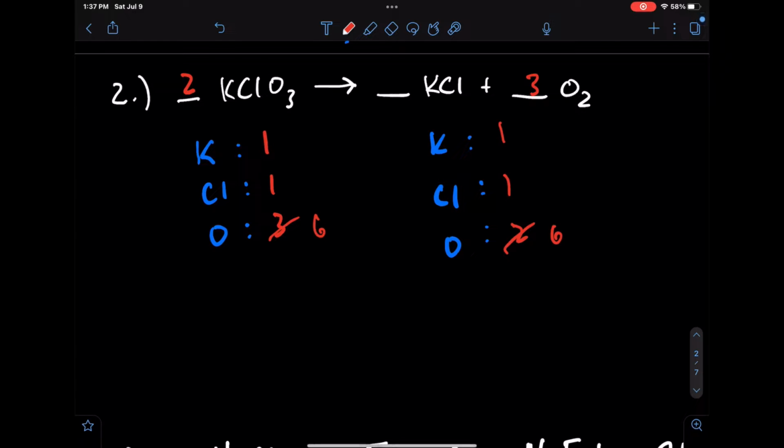However, that will change our other elements present. Now for potassium on the left, we have 2, chlorine, we have 2, and on the right, we still have 1 and 1. To fix this, we'll put a 2 right here, on the potassium chloride, and that will make it even at 2 and 2. Let's double check. We have 2, 2, 2, 2, 6, 6. So this is good.